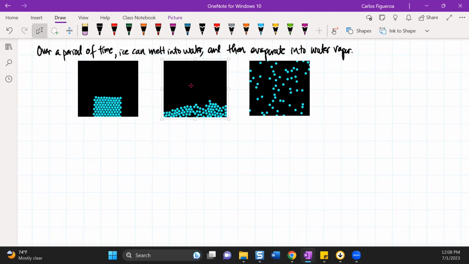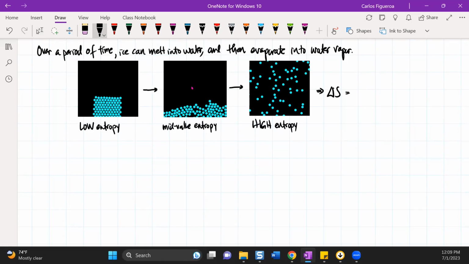So what I'm seeing here is that I have the following situation. I go this direction, I go that direction, and what I see here is that I start off at a low entropy. Then I get to a mid value entropy. And then I get to a high entropy value. So what you're seeing here is that I'm going from a low. So when I look at the change in entropy for the universe, I'm going to have the entropy of the water vapor minus the entropy of the ice, and that quantity is then going to be positive, right? That is positive change in entropy.